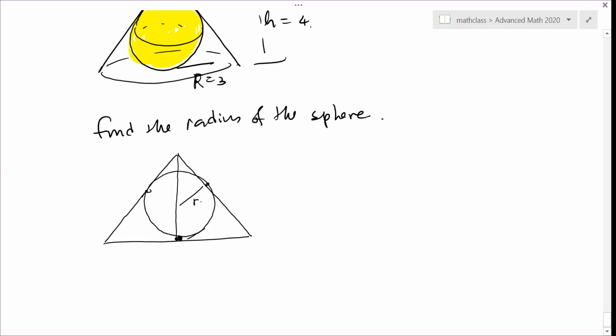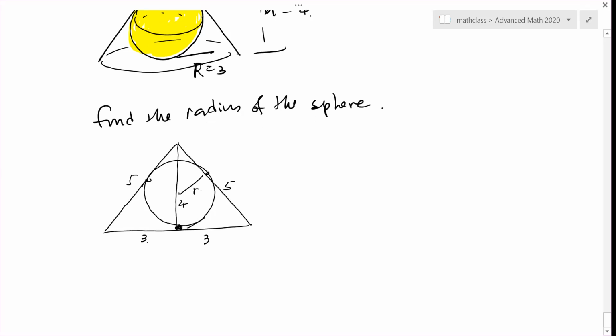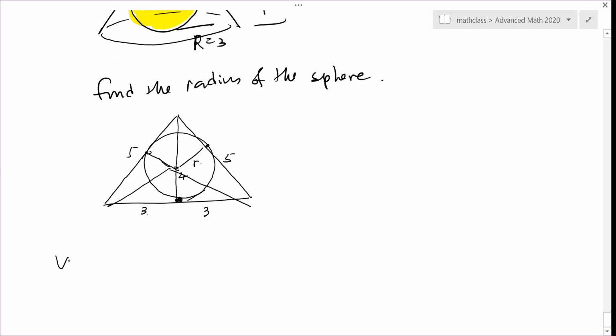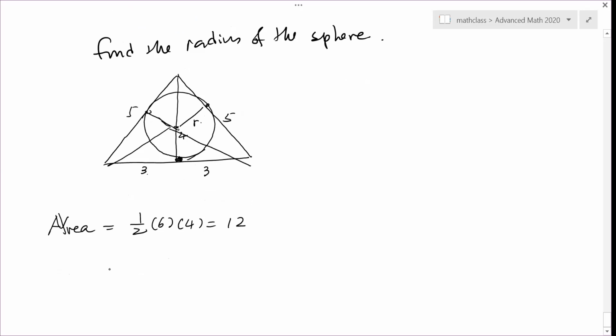So there are a couple of ways to solve this problem. If this side is 3, this side is 4, that side is 5. Got it? So I can find the radius in 2 different ways. I connect all the lines. The area of the triangle is going to be half of 6 times 4. It's 12. But this consists of 3 triangles with all the bases.